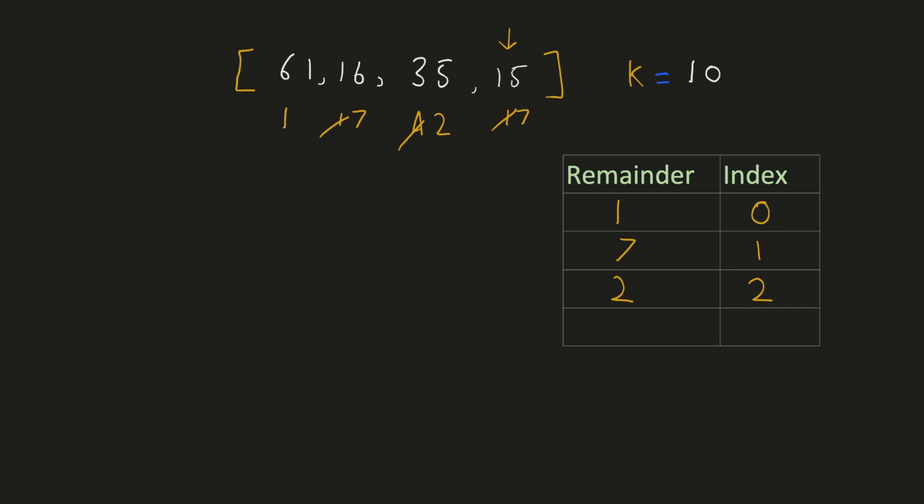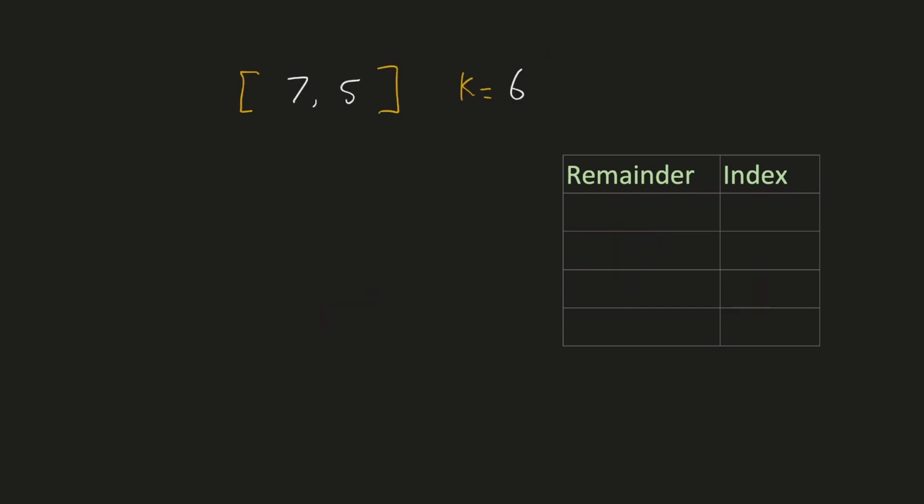We can see that 7 already exists in our hash map. So we just have to verify if the length of the subarray is at least 2. Our current index is 3 and previously the remainder 7 was found at index 1. Hence, the length of the subarray would be 2. So we can return true as our output. There's one corner case that we have to handle, which will become apparent by this example.